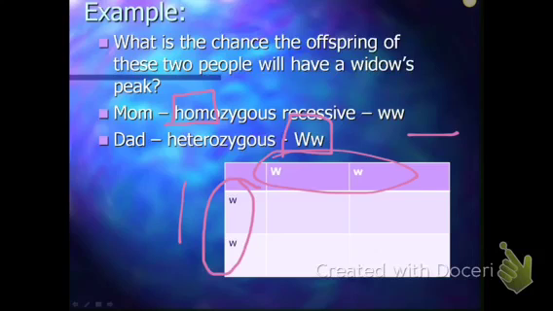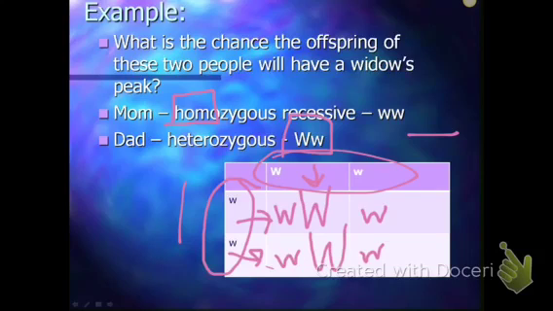So we're going to cross them. Remember, we're moving this lowercase w across. So lowercase, lowercase. This is lowercase also. We're going to move it across. Lowercase, lowercase. This is a capital. We're moving it down. So capital, capital. And this is lowercase. So we're going to move this lowercase down. Lowercase, lowercase. So it says, what is the chance the offspring of these 2 people will have widow's peak?